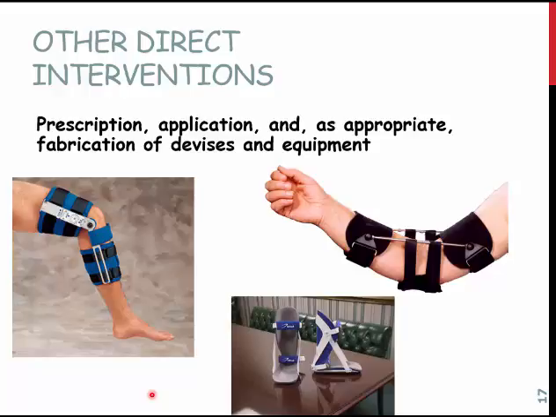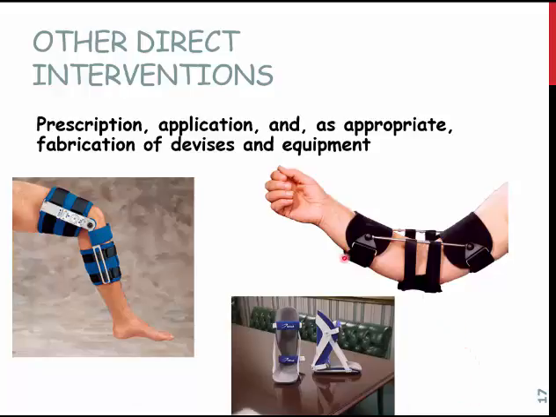Other direct interventions include prescription, application, and as appropriate, fabrication of devices and equipment. In your slide you see 3 examples. In the left-hand picture you see a knee brace pictured here. This brace is designed to provide stability at the knee while still allowing motion. For example, this brace could be locked to limit full straightening of the leg, or what we call extension, but allow some bending of the leg, or what we call flexion.